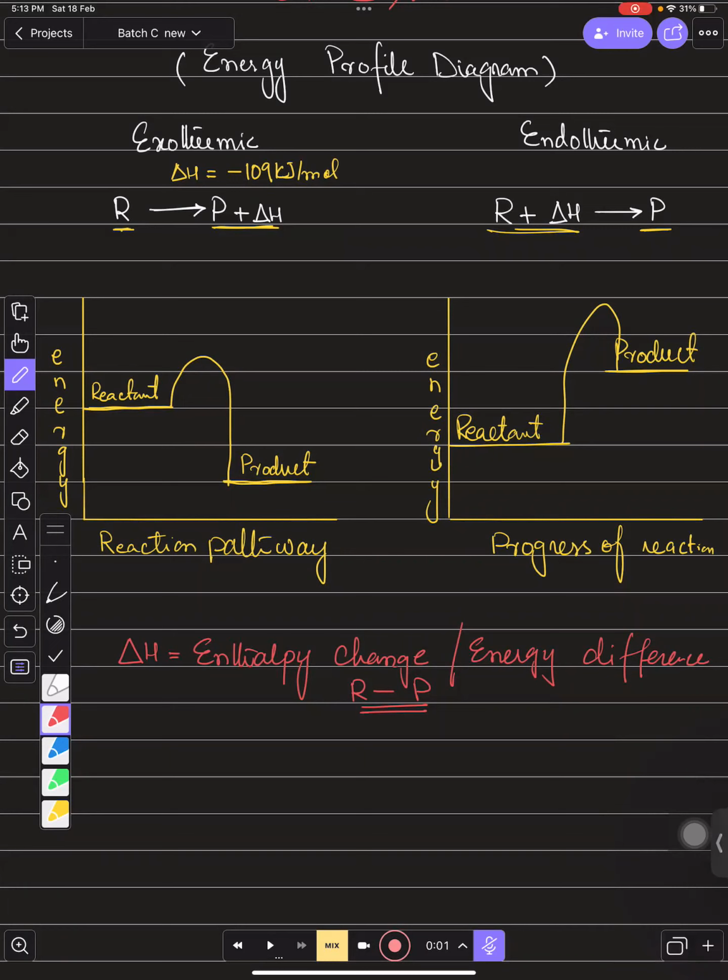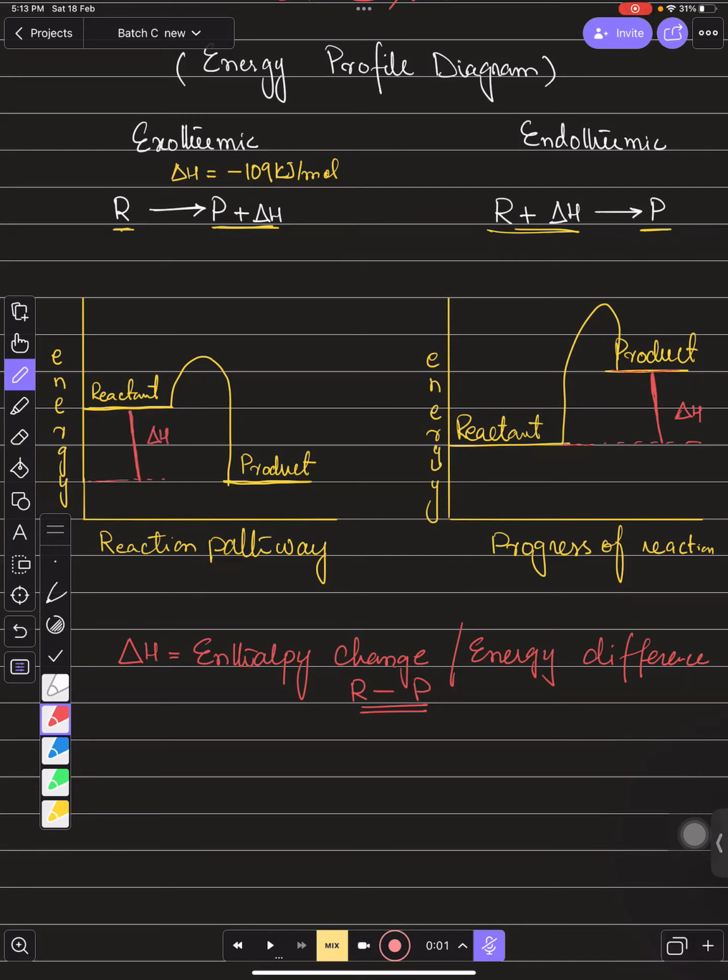So here also you just have to define where the enthalpy change is. You can say that this is the energy of reactants, right? This is the energy of products. So this distance, this is actually what? Enthalpy change, right? Same as it is, this distance between reactant and product, this is actually what? Enthalpy change. Any problem, children?